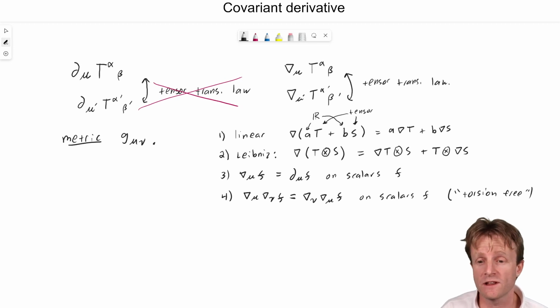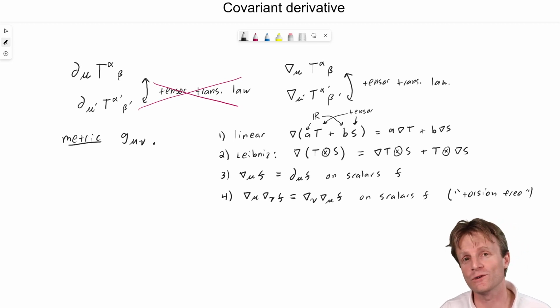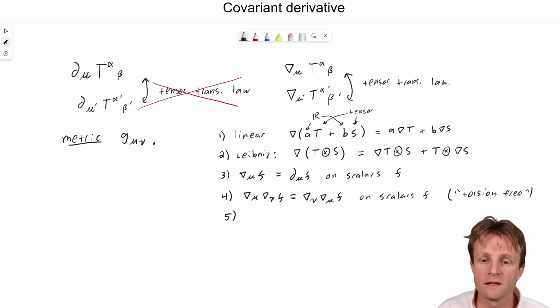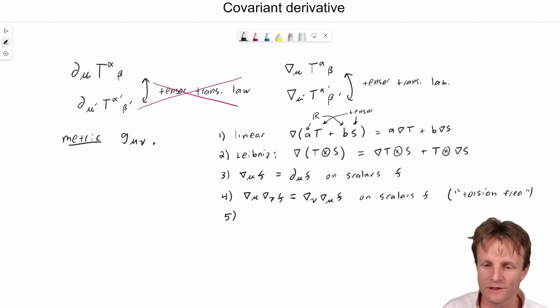You could relax it, and you could look to see if there's evidence for torsion in nature, and there isn't. And finally, or second to finally, there's a condition that really has to be there or the notation would totally break, which is the idea that the derivative must commute with contraction.